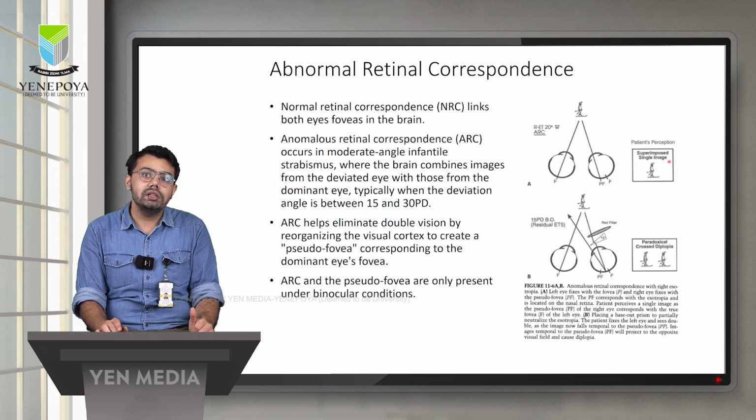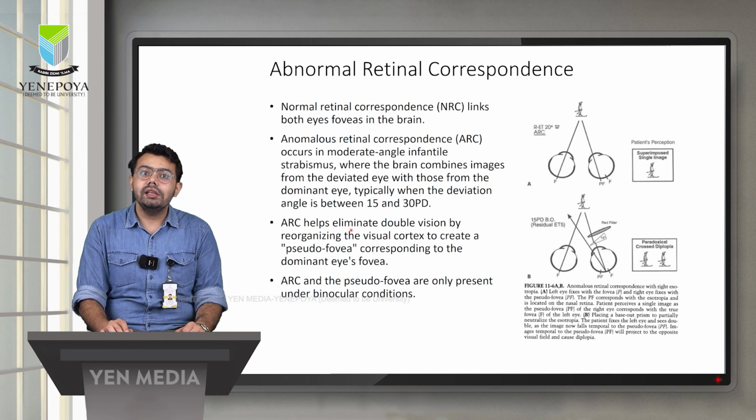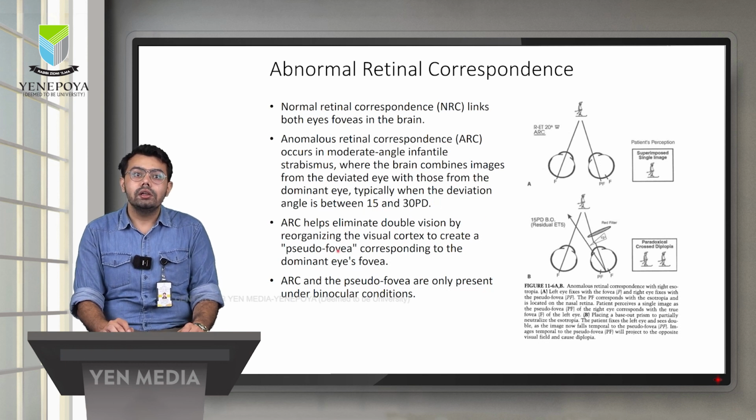In this, the deviation can be more than 10 degrees as compared to the previous monofixation syndrome, but it should lie between 15 and 30 prism diopters. ARC helps eliminate double vision by recruiting the visual cortex to create a pseudofovea. There is a true fovea obviously there in that eye, but a false fovea is created in the deviated eye, called the pseudofovea, and it corresponds to the true fovea of the non-deviated eye. So the patient doesn't see diplopia.